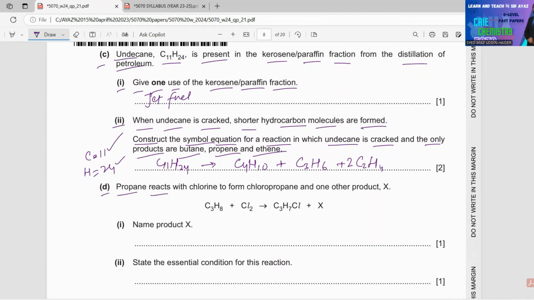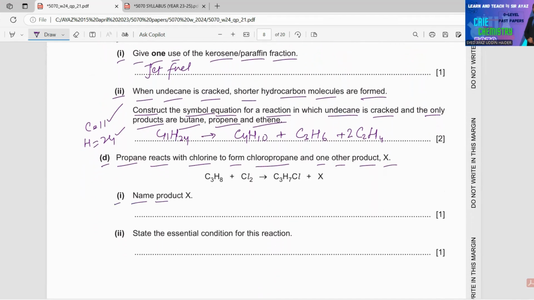D. Propane reacts with chlorine to form chloropropane and one other product X. C3H8 plus Cl2 gives C3H7Cl plus X. Number 1, name product X. Now this is a substitution reaction which takes place in the presence of ultraviolet light. So the other product obtained must be hydrogen chloride. Because in this reaction, one chlorine atom will replace one of the hydrogen atoms. And the products obtained are a substituted alkane and hydrogen chloride.